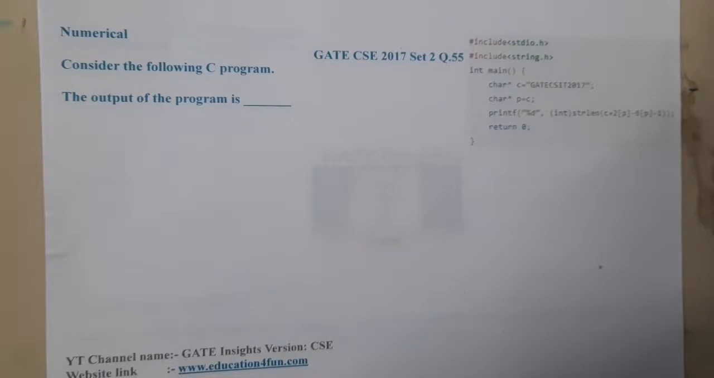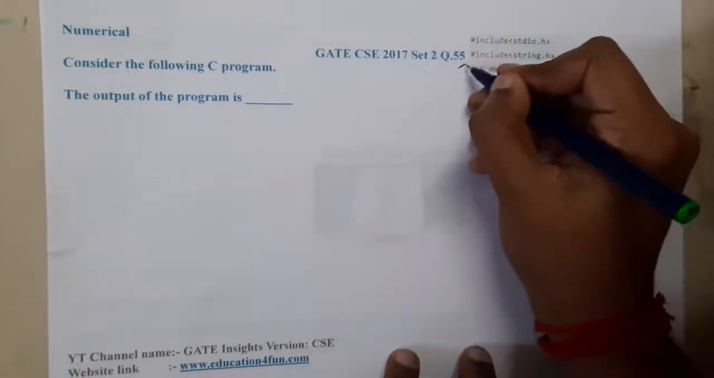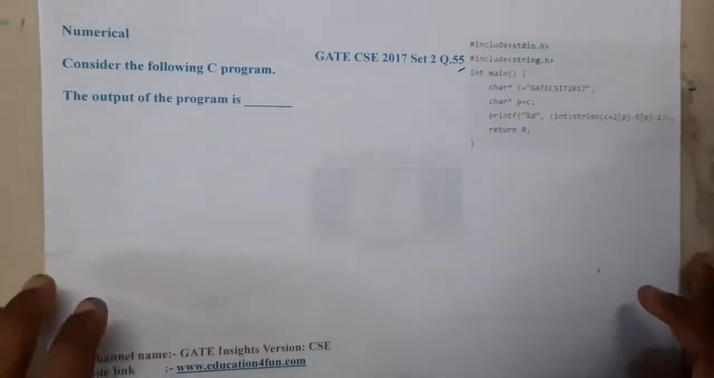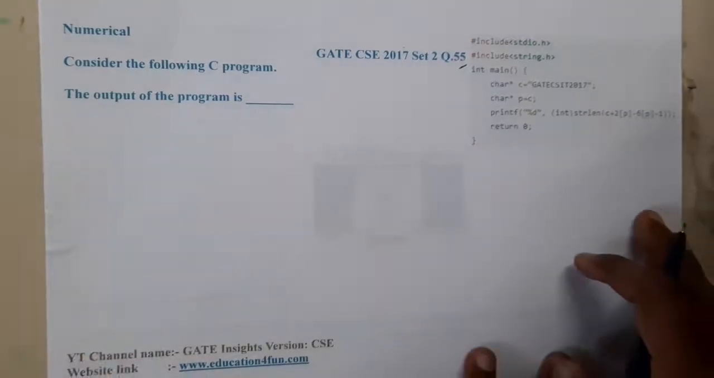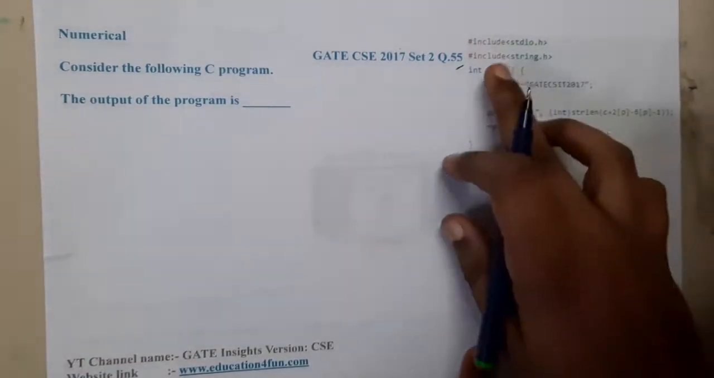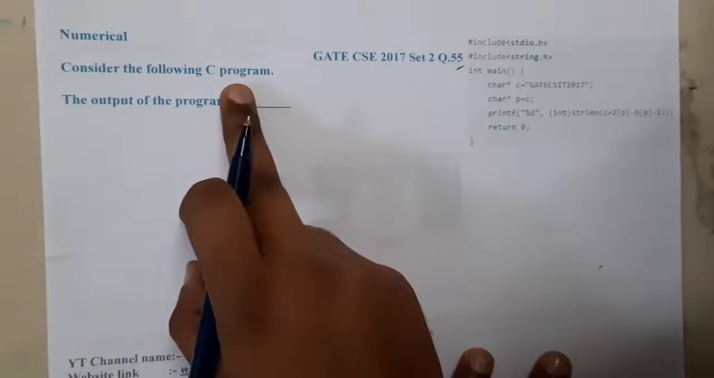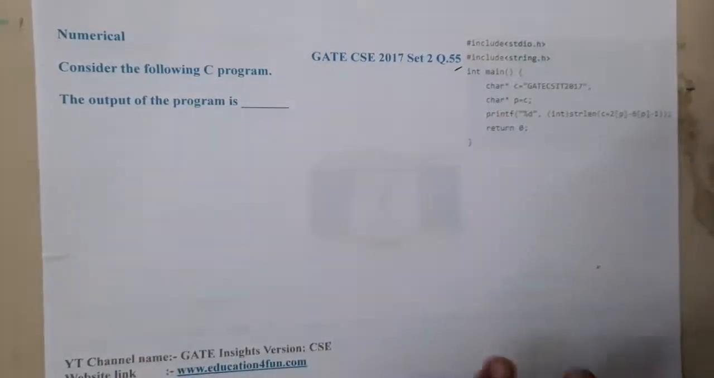This question belongs to GATE CSE 2017, question 55. The question is: consider the following C code. What will be the output of the code?